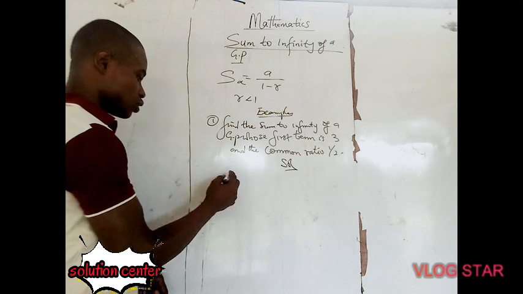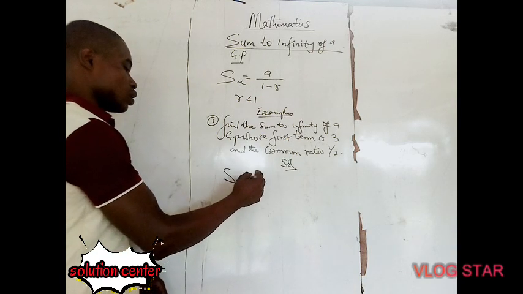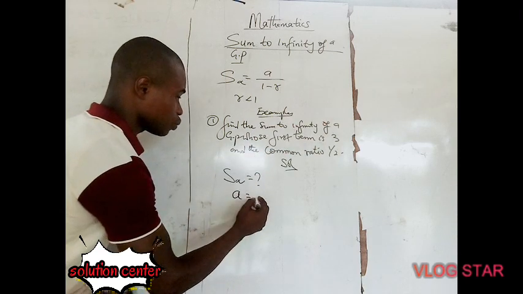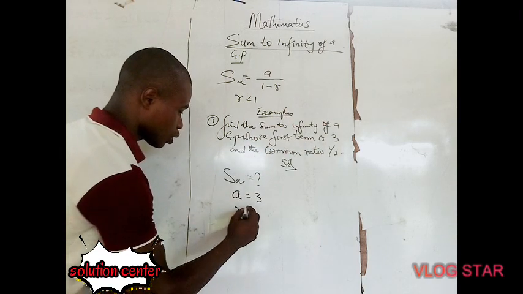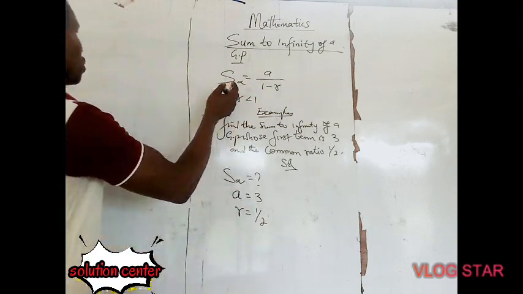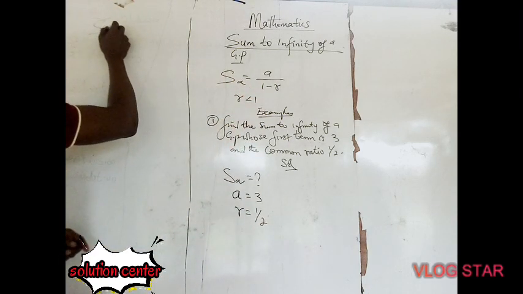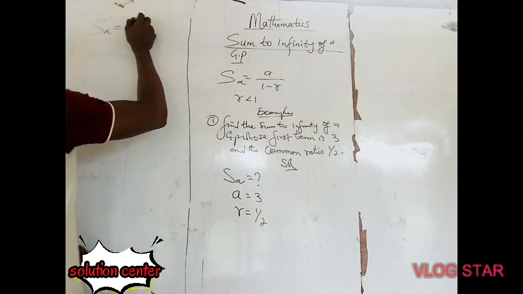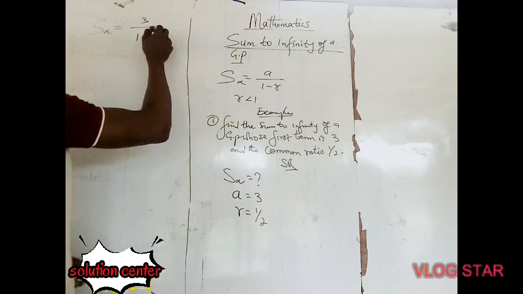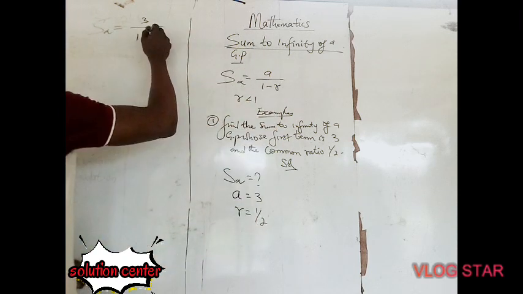Solution. How do we get this? We are looking for the sum to infinity, which is unknown, of a GP whose first term is 3 and the common ratio r is half. Now how do we apply this? Just getting down to your formula, the sum to infinity is equal to a, the first term here is 3, all over 1 minus r, where the ratio r is half.